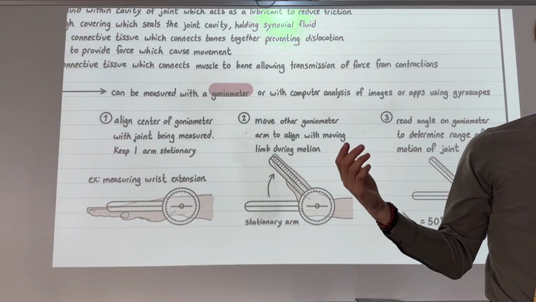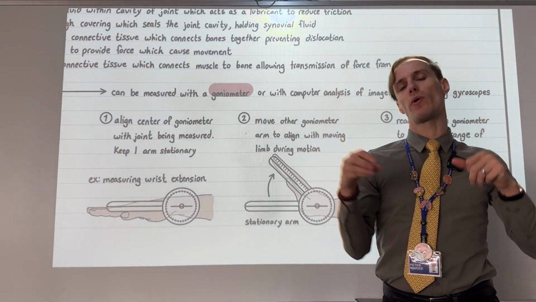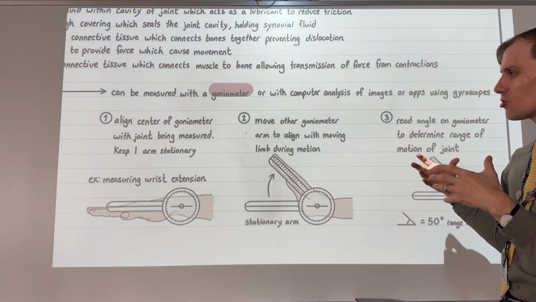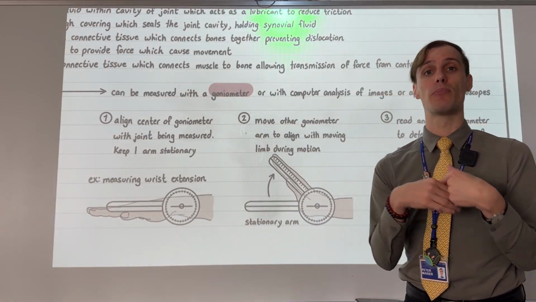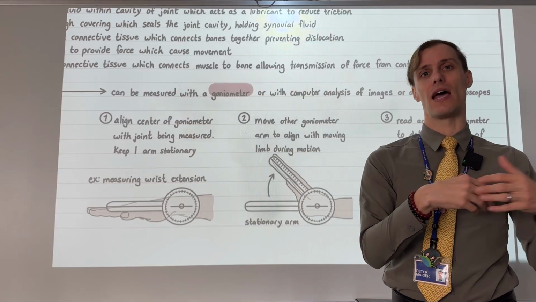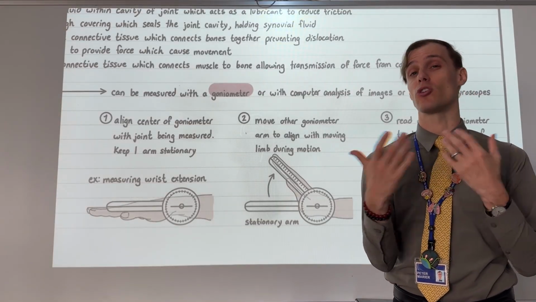And for every single joint, there is a normal range of motion that's stated, but it's also useful to know your own range of motion, again, to see if you're improving or getting worse in that range of motion. And this could be a sign of potential injury.